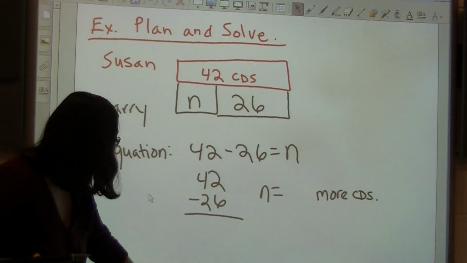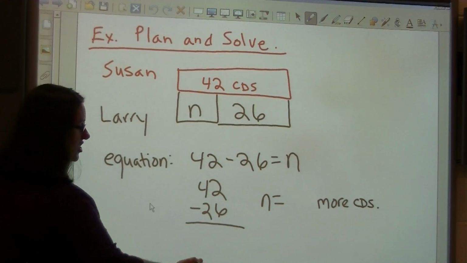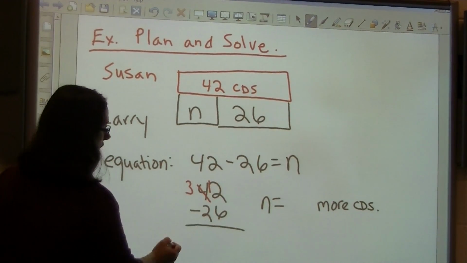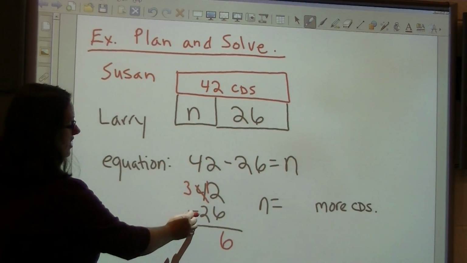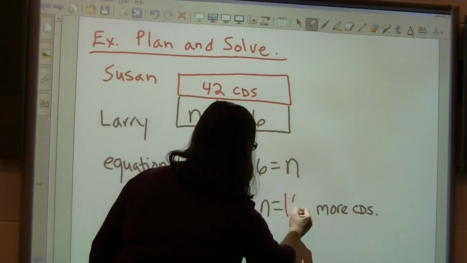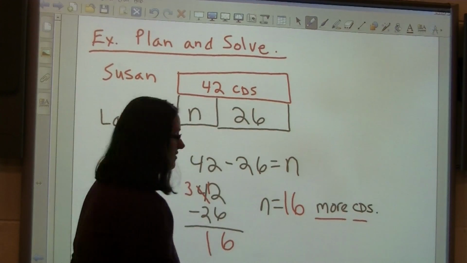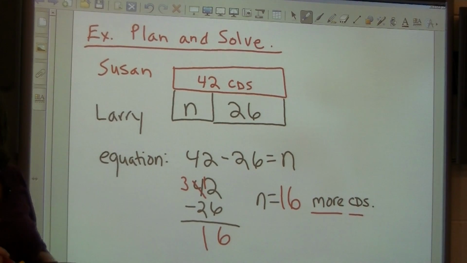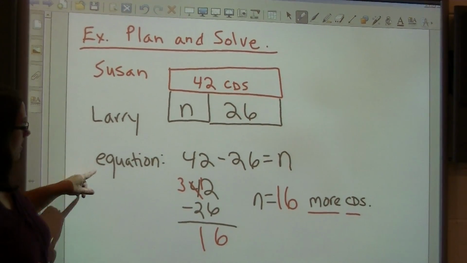Okay? So now we line up 42 minus 26. Can we do 2 minus 6? No, we can't, so we have to borrow. So the 4 becomes a what? Good. A 3, and this becomes 12. What is 12 take away 6? 6. Good job. And then 3 take away 2, or 3 minus 2 is what? 1. Good. So N equals 16. And then you will see here we have put a label. 16 what? More CDs. So Susan has 16 more CDs than Larry. Okay, so this was again repeating. We draw our picture, then we write our equation, and we find our answer.